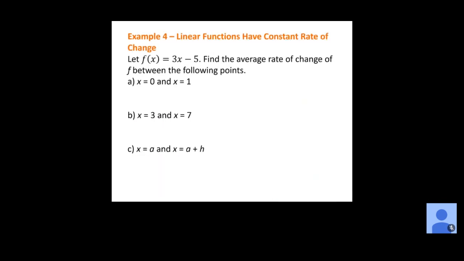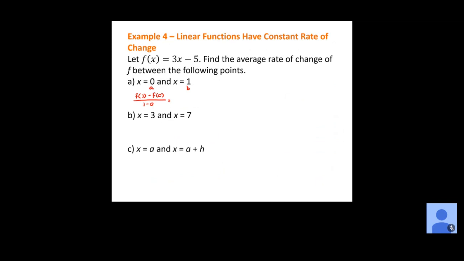All right, example 4. So now we're going to let our function be 3x minus 5. We want to find the average rate of change between each of the values that's given here. So same formula we've been using. Our A value this time is going to be 0. B is going to be 1. So we're going to find F of 1 minus F of 0 divided by 1 minus 0.